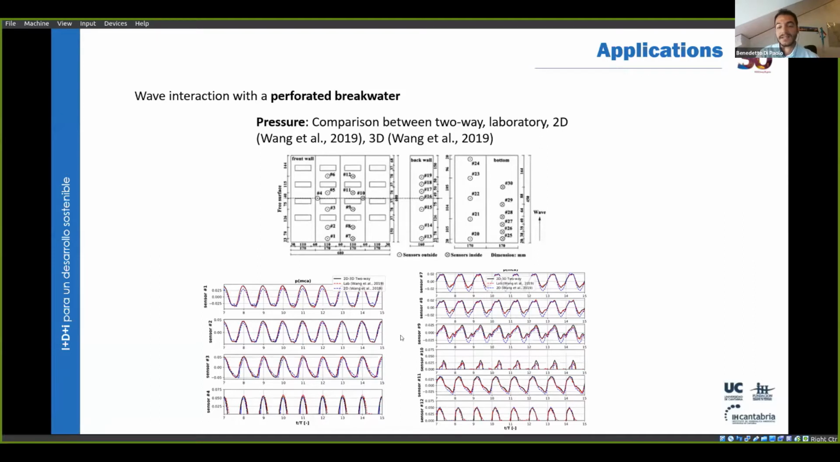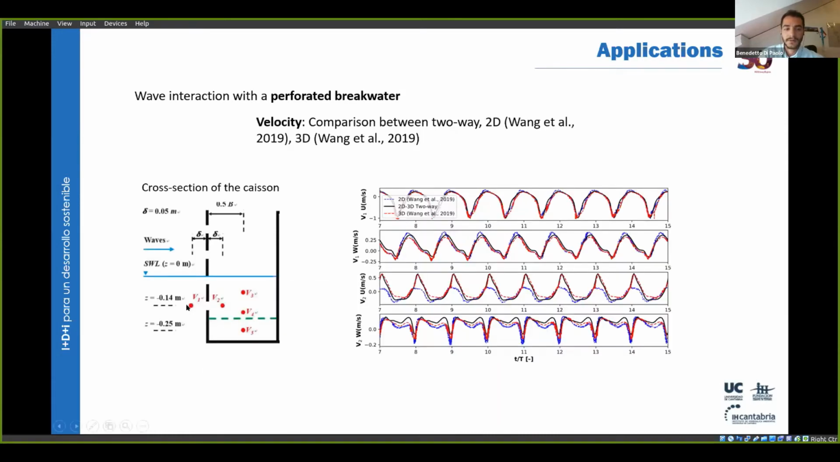And in this case, we can see that the 2D modeling of this kind of structure fails in reproducing the complex three-dimensionality of the flow. Obviously, in that case, the three-dimensional geometry was assumed to be an equivalent porous media, but of course, all the three-dimensional flows around the structure are neglected in this way. So we also validated the velocity field inside and outside the chamber. As you can see here, this is a cross-section of the structure.